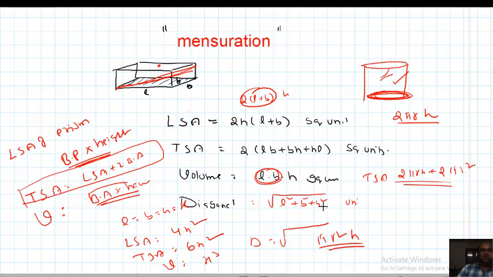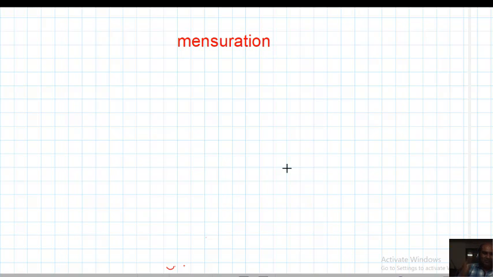Next, the diagonal of a cube: x square plus x square plus x square, 3x square. Root 3 x, I can say. Root 3 x is the diagonal of the cube. Okay?